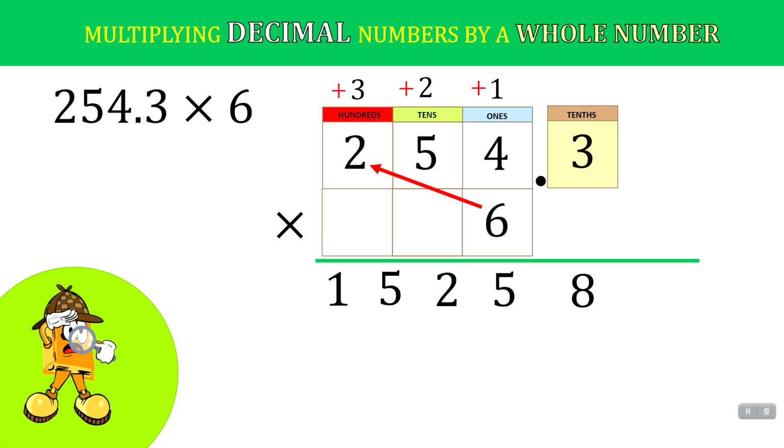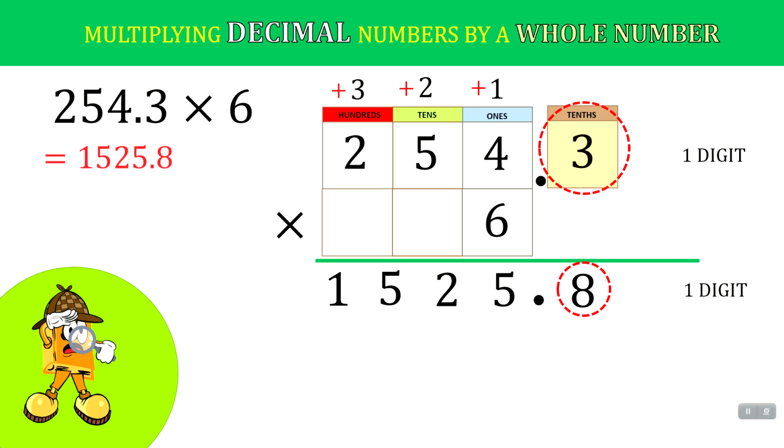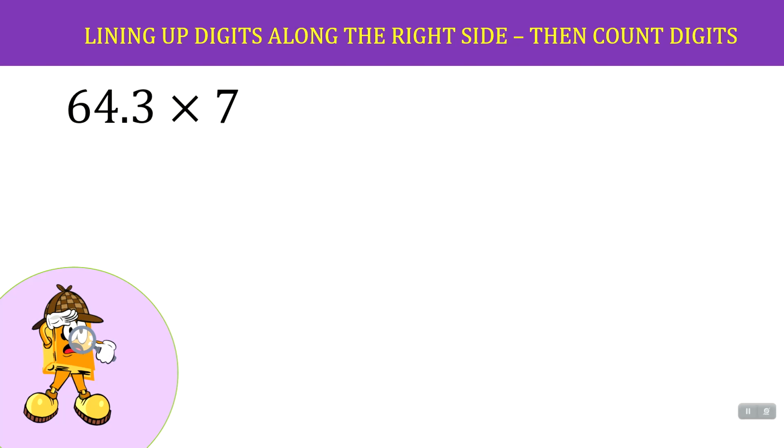Now all we have to do is determine how many digits there are in the question. We can see that there is one digit after the decimal point. And in our answer, we make sure there is one digit after our decimal point. So our answer is 1,525.8. We often do not write the digits in the place value chart. We just simply write them without the headings of tenths, units, tens, and so on. And here's how we do that.